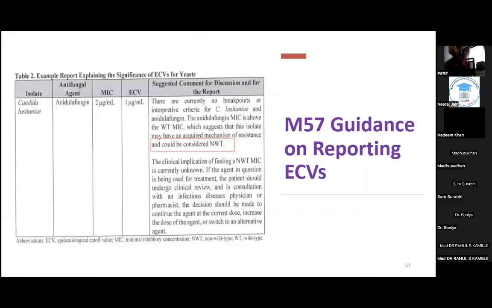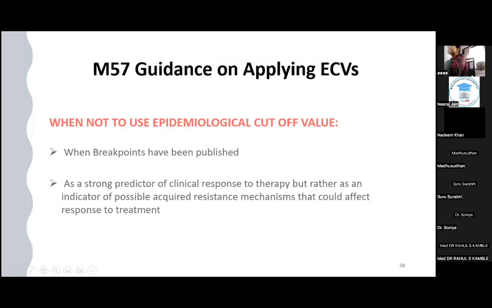This is another example, of Candida, where the ECOFF was 1 and the MIC is 2. So the MIC is more than the ECOFF, it is a non-wild type with resistance mechanism. Now again, if the agent is in question for treatment, the patient should undergo clinical review, and in consultation with the ID physician only, the decision should be made to continue the antifungal. So to repeat again, ECOFF should not be used when breakpoints have been published. It's just a resistance mechanism indicator.